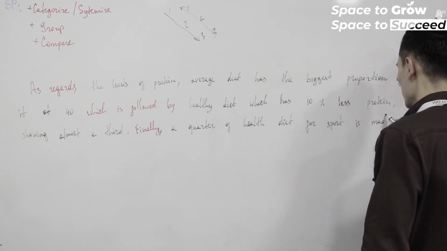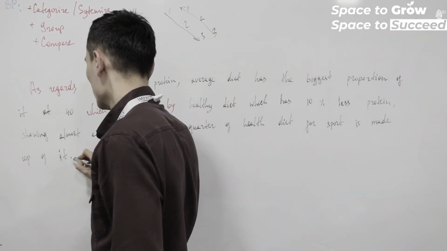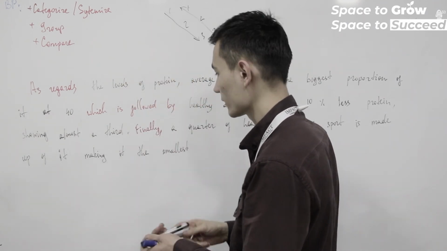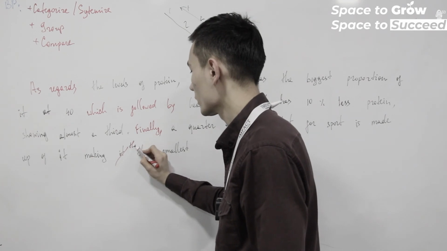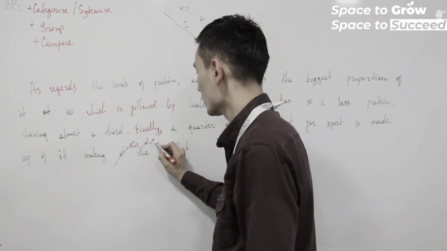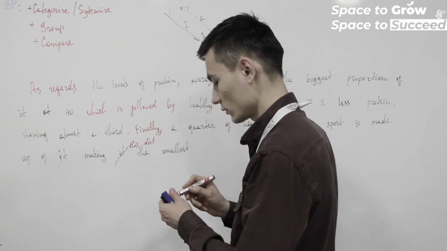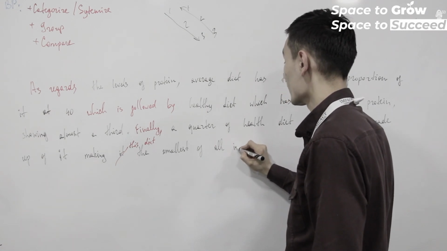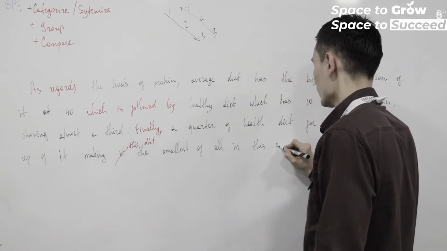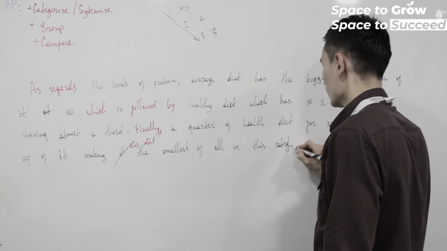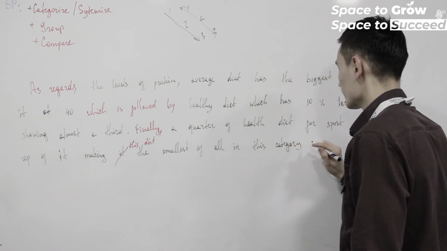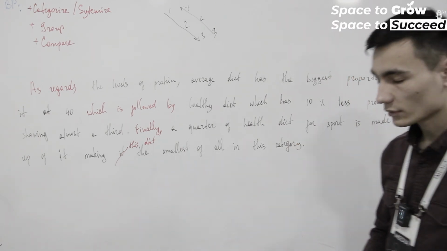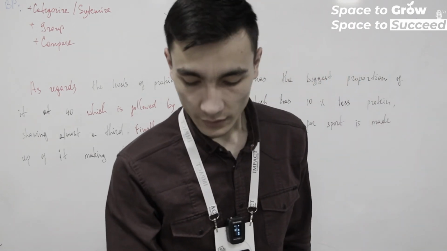Made up of, making the smallest of all in this category. So instead of it, this diet, it will confuse. This diet is the smallest of all in this category, okay? I hope it was understandable, guys. That's the end of my body paragraph, second version of the pie chart.